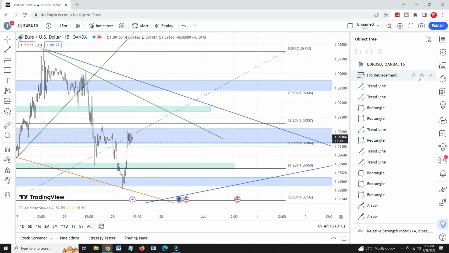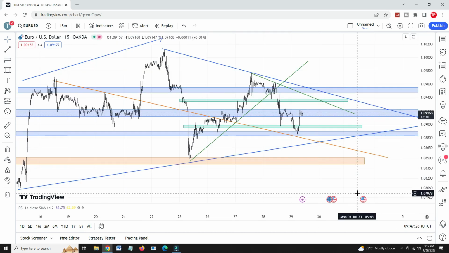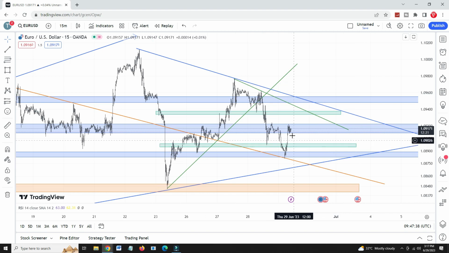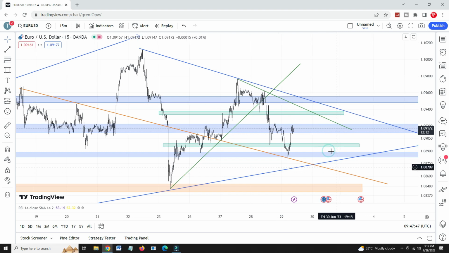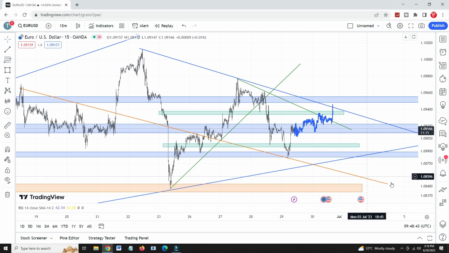Let me hide the fib. Okay, here's what I feel after looking at all the levels, the trend lines, and which way price is headed right now. I think the price is going to move up till this trend line and maybe even up till here, and then it is going to go down. So here's how I see the price moving now.